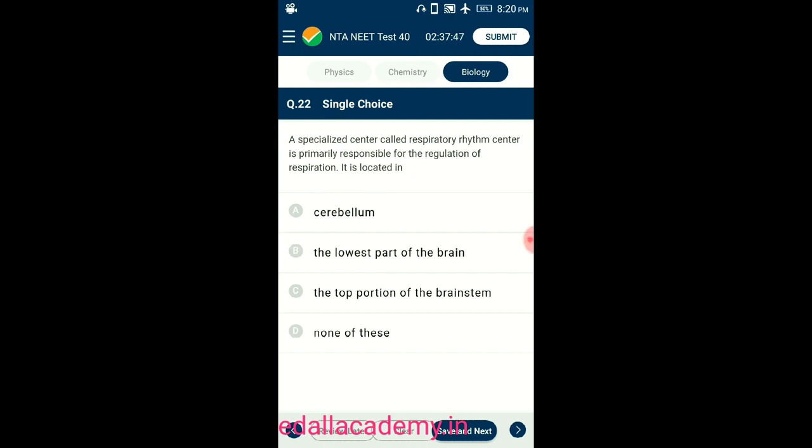Question number 22. A specialized center called the respiratory rhythm center is primarily responsible for the regulation of respiration. It is located in the medulla oblongata. The lower half of the brain, or brainstem, contains the cardiac, respiratory, vomiting and vasomotor centers and regulates autonomic involuntary functions such as breathing, heart rate, and blood pressure. So the answer for this question is option B. It is located on the lower part of the brain.